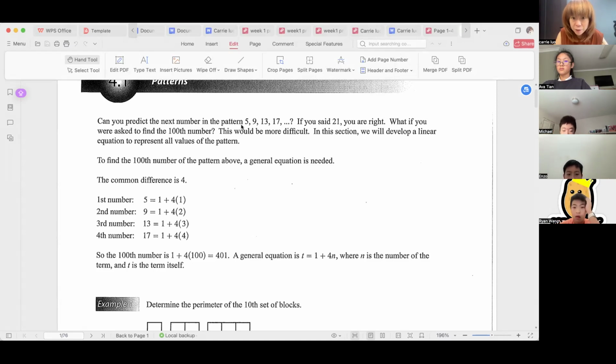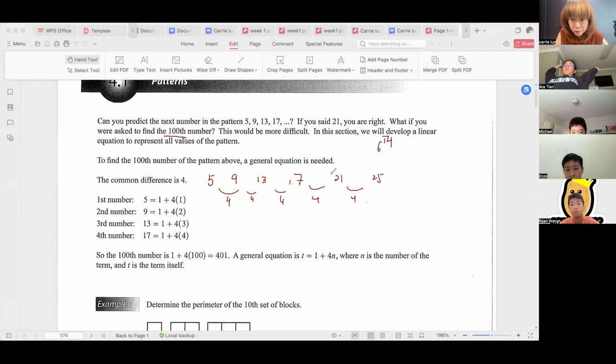If I give a set of numbers 5, 9, 13, 17, and so on, we want you to find out exactly what the 100th number is. Ryan, if you notice 5, 9, 13, 17, Ava, you know the common difference is 4, right? So all you need to do is add 4 for the next one. But if I'm asking what the sixth one is, very easy: 1, 2, 3, 4, 5, 6. It's 25. But if I'm asking what the 100th or 1000th is, it's going to be hard.